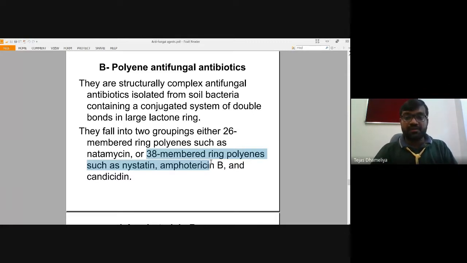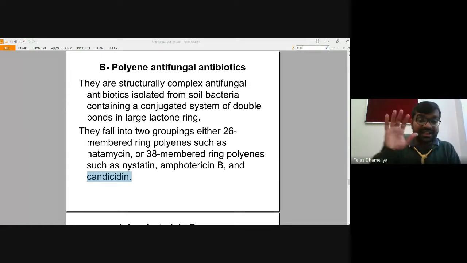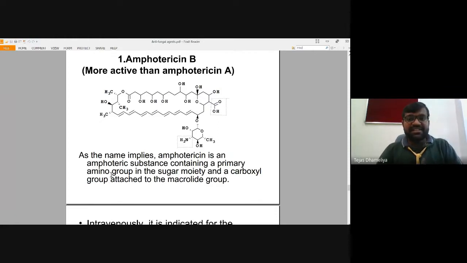Okay, so amphotericin B and nystatin, candicin, they are the antibiotics which possess 26-membered and even beyond 26, 38-membered rings. Amphotericin B: look at the structure and count this, 1, 2, 3, 4, and a total of 38 atoms are there. Then, amphotericin B is more active than amphotericin A.